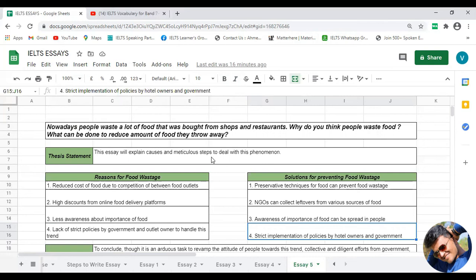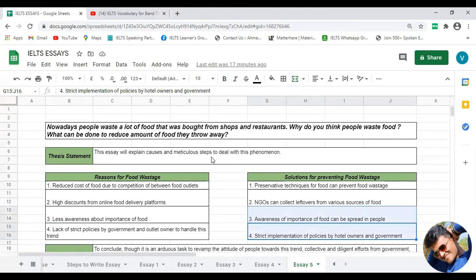Then what can be done? Simply, the government has to apply strict actions and strict policies to handle this wastage. Outlet owners also can contribute in this way. So my fourth solution for this particular problem would be strict implementation of policies by hotel owners and government. It means the government should make some strict policies, and strict implementation of the same should be done to handle this food wastage.